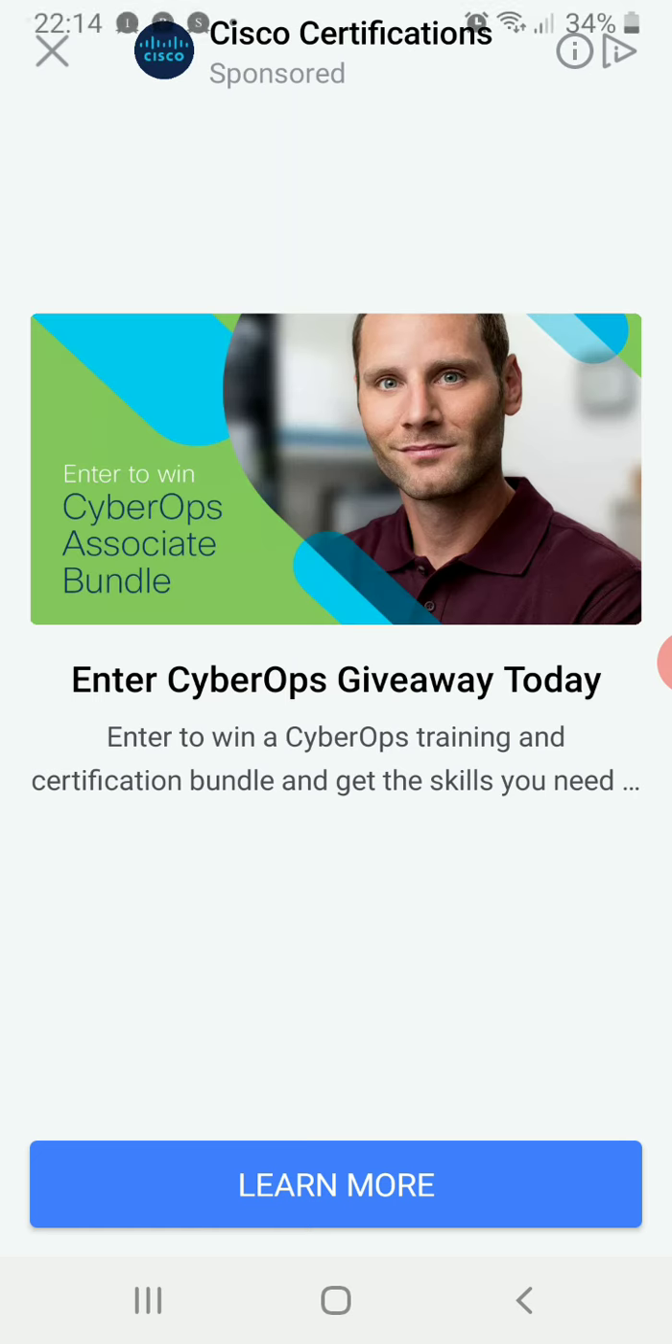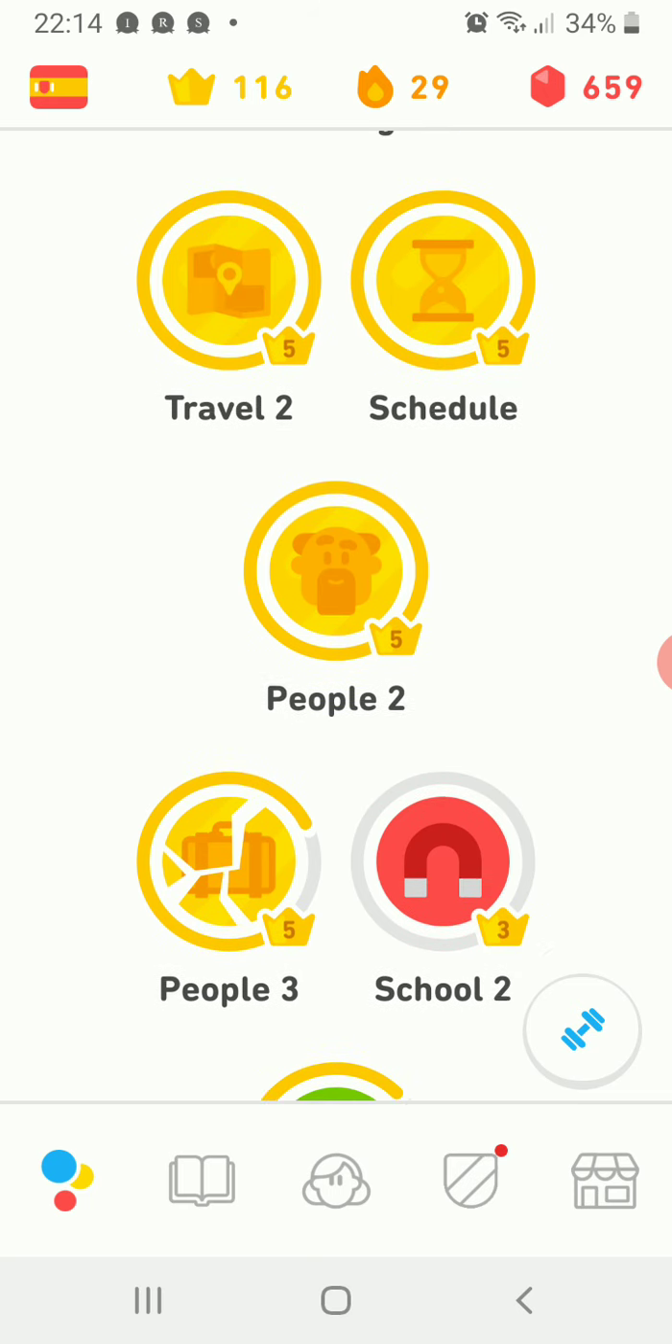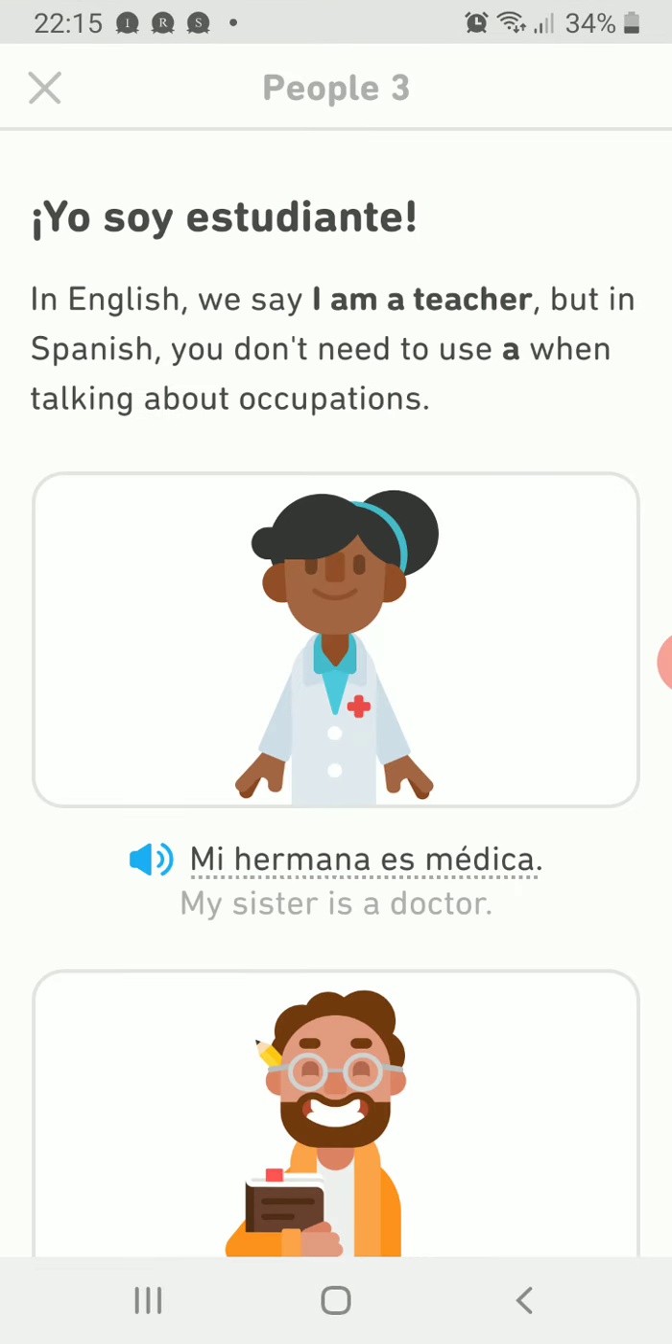So that was the second one. I got fewer marks or points, if you want, because I made some mistakes, and I have to say they were just silly mistakes. But yo soy estudiante. Now we're going to talk about people. Yo soy estudiante means I am a student. In English we say I am a teacher, but in Spanish you don't need to use a when talking about occupations.